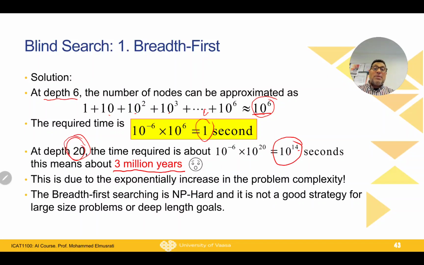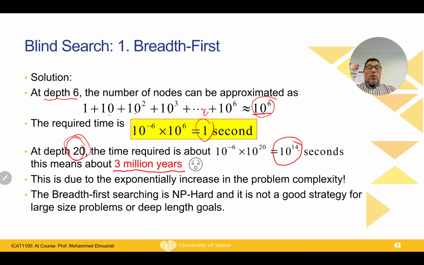So you can see that breadth first can be a nice strategy, but not efficient at all. Even though it is a complete searching algorithm that can reach the optimum solution, it is not efficient in terms of memory as well as in terms of space or time.